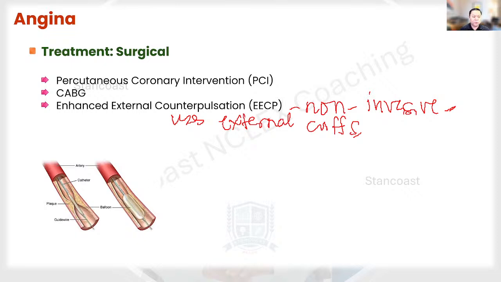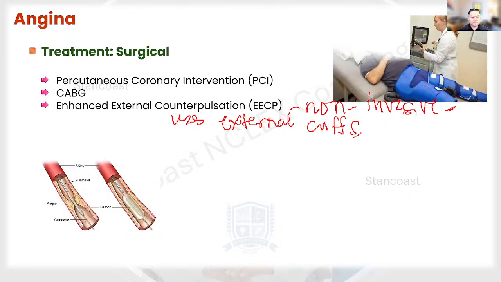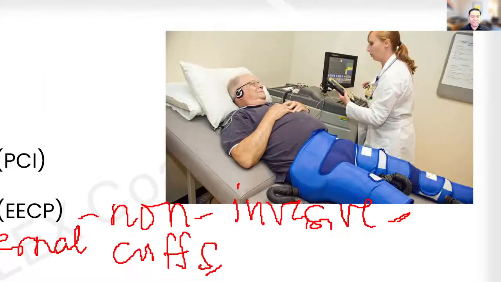Okay, so it will look like this. So let me zoom in. The EECP is basically going to involve the application of those cuffs in the lower extremities. So it looks like one of those sequential compression devices to prevent DVT. But the purpose here is to allow blood flow to the heart by synchronizing the patient's heartbeat with the inflation and the deflation of the cuff.